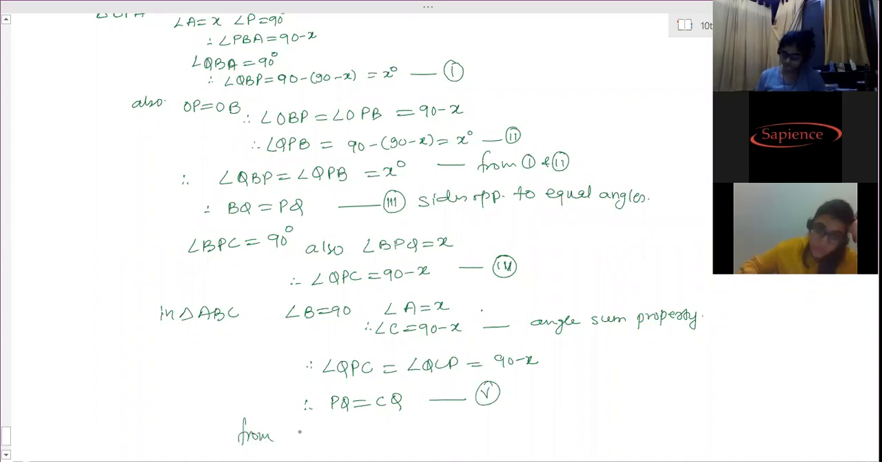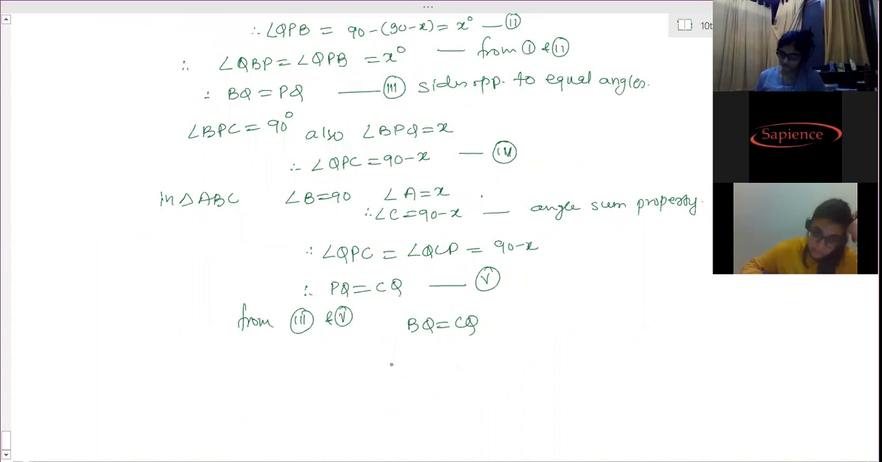From 3 and 5, BQ is equal to CQ, and therefore PQ bisects BC.